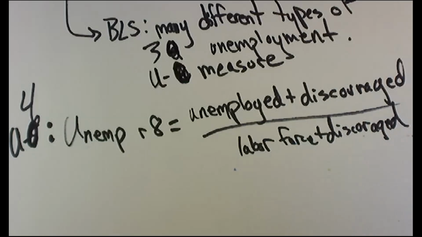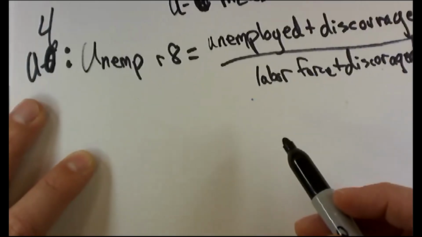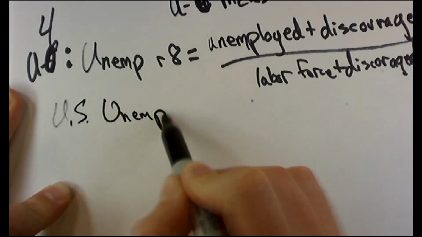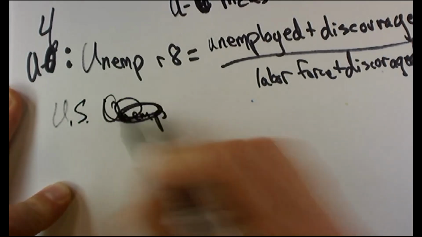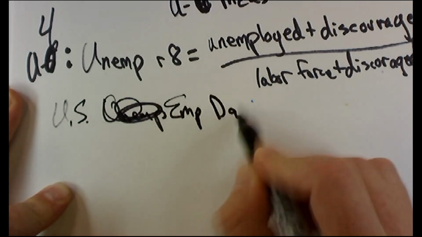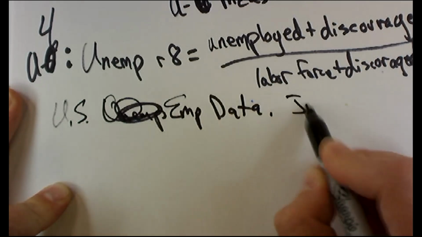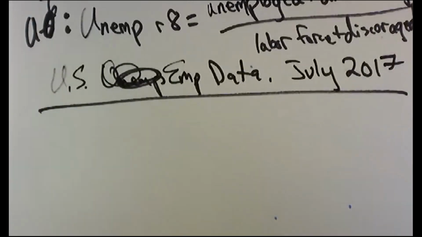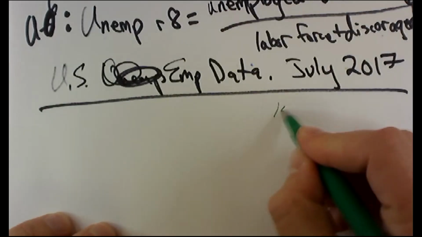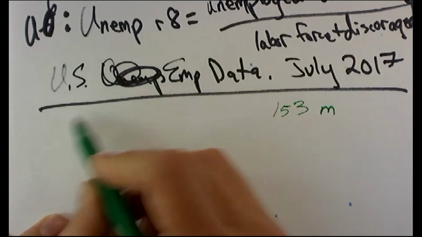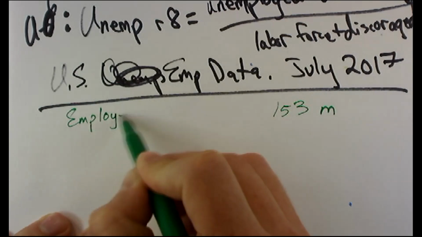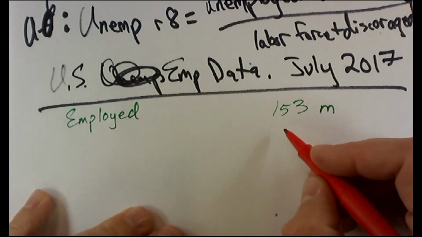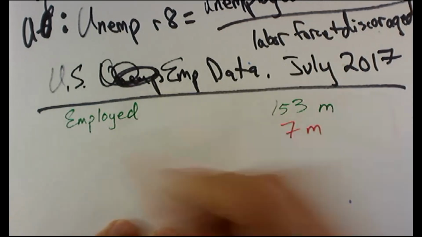Okay. So now I have to do my thing where I do extend again. The data that we have, that the book has, which is the one that we're going to use, is the U.S. employment data from July 2017. This tells us that we've got 153 million employed in the U.S. and 7 million unemployed.